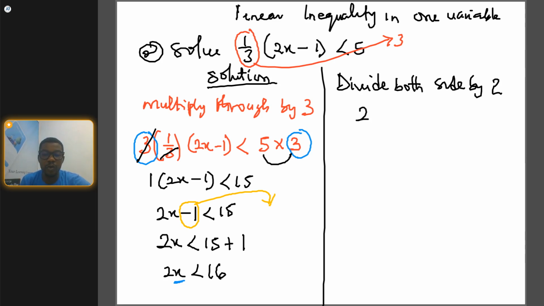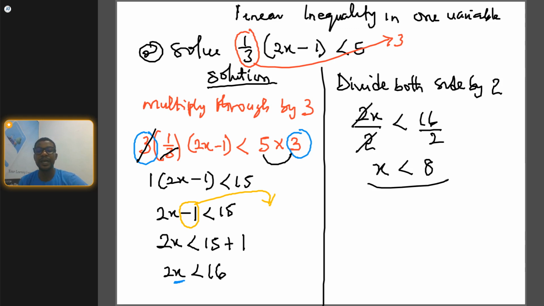So we have 2x divided by 2 is less than 16 divided by 2. The 2 cancels out 2. So x is less than 16 divided by 2, which is 8. So the answer is x < 8. I believe that is clear to us. If yes, please kindly react so that we can move on to the next. All right, thank you for your response.